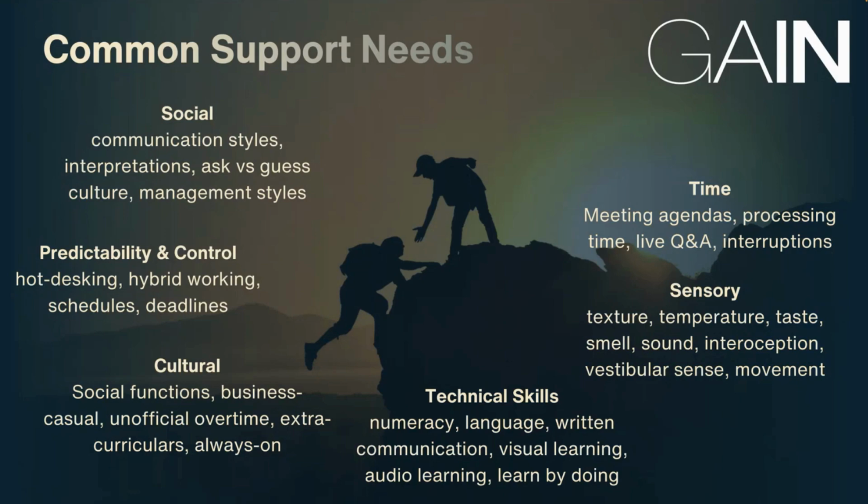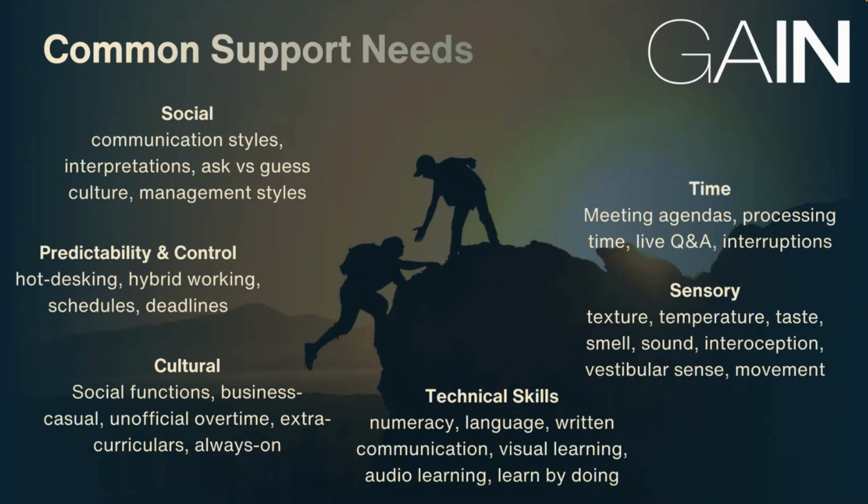Some neurodivergent people may need more time than expected to process information and come up with questions to help their understanding too. And finally, technical skills. Different neurotypes, for example, dyslexia, have official symptoms that center around technical skills. Many neurodivergent people may struggle with numeracy, language, written communication, visual learning, auditory learning, and kinesthetic learning.